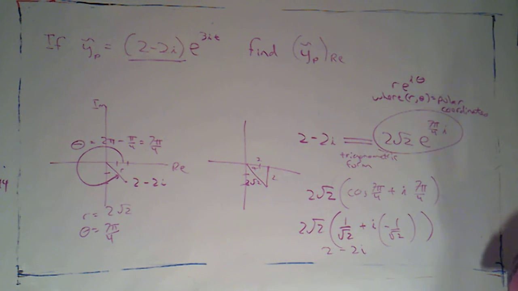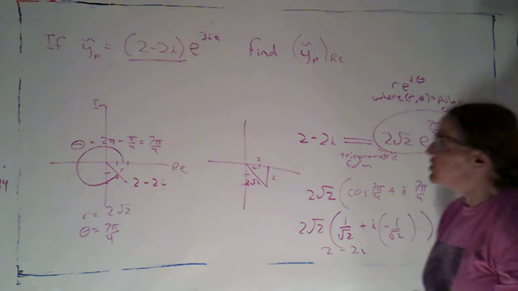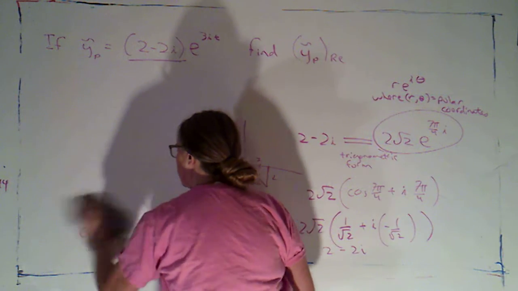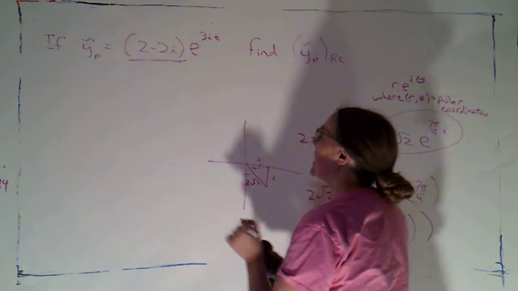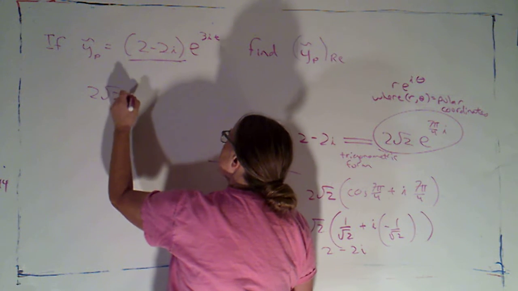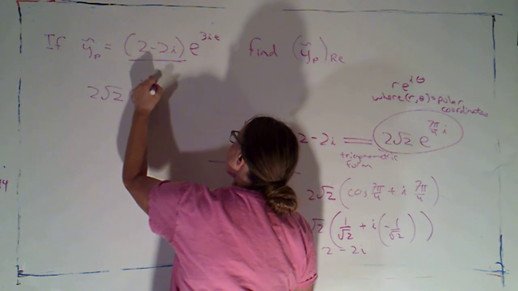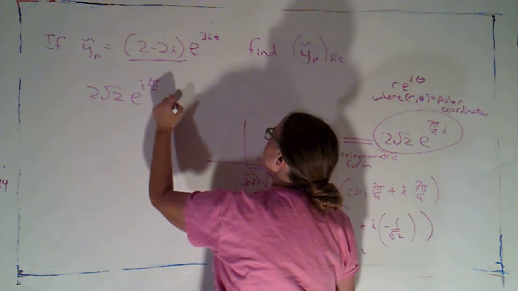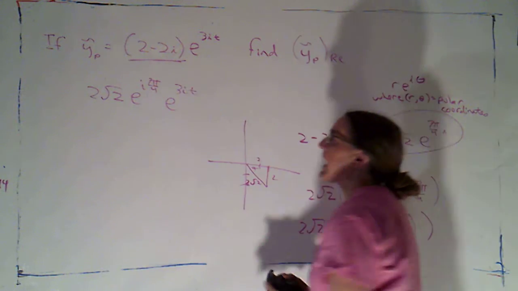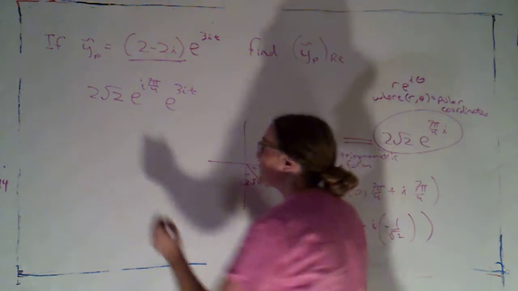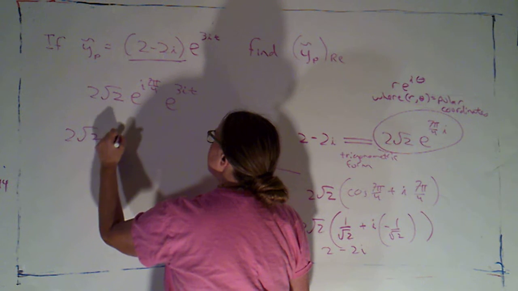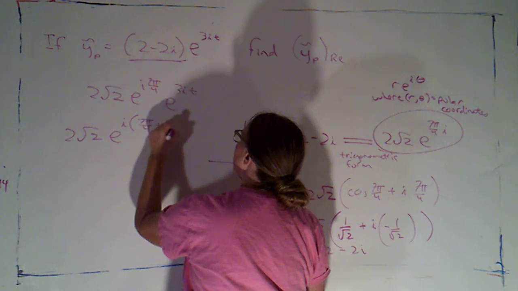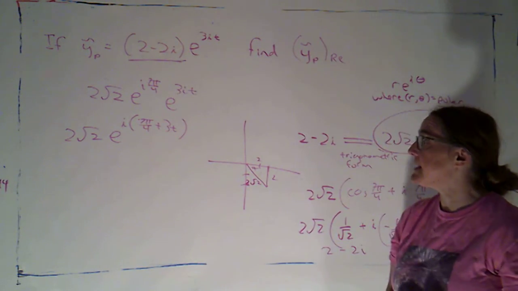All right, excellent. So if I do that, let's see how that affects this particular solution. I can now write that as 2 root 2 e to the i times 7 pi over 4. That's just this part. And then I was multiplying by e to the 3it. So notice that becomes 2 root 2 times e to the i times 7 pi over 4 plus 3t.